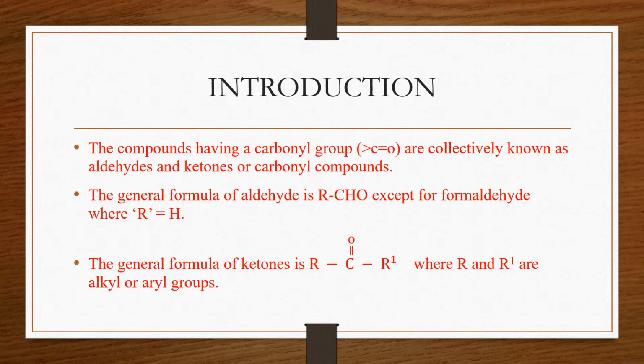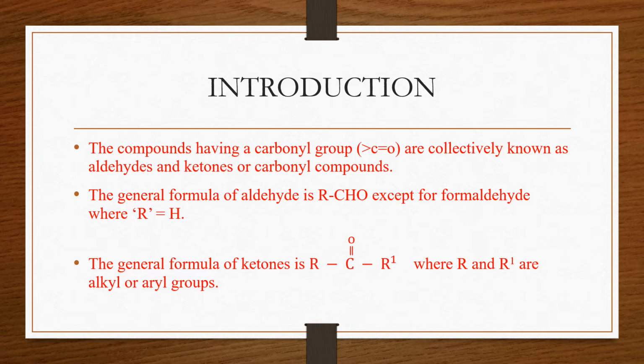Now, let us see about aldehydes. The general formula of aldehyde is RCHO, except for formaldehyde. Formaldehyde is the first one among aldehydes. So, in formaldehyde, we do not find any R in its structure. In the place of R, there will be hydrogen. So, the formula for formaldehyde is HCHO.